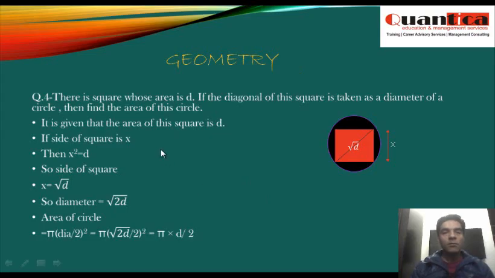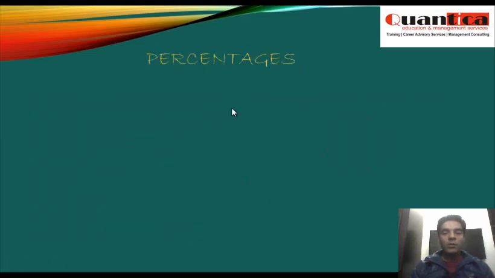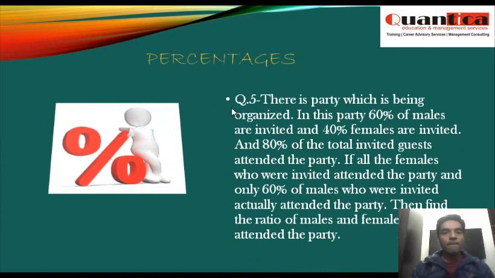Okay, the question goes like this. There's a party being organized, and in this party 60% of males are invited and 40% females are invited, and 80% of the total invited guests attended the party. Total 80% who were invited attended the party.